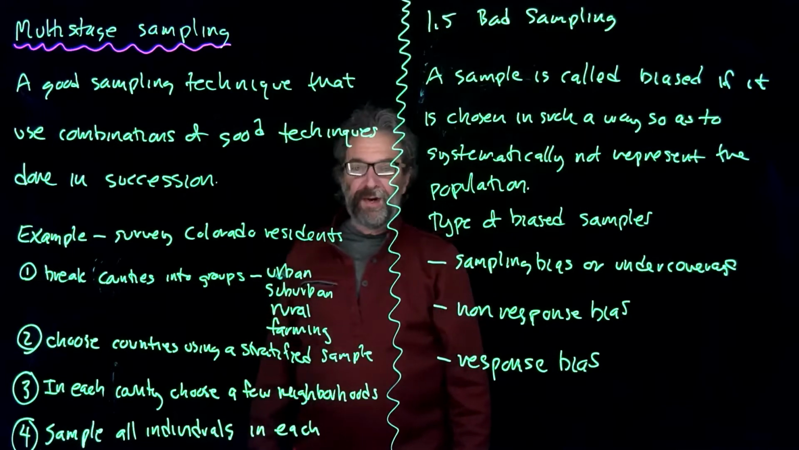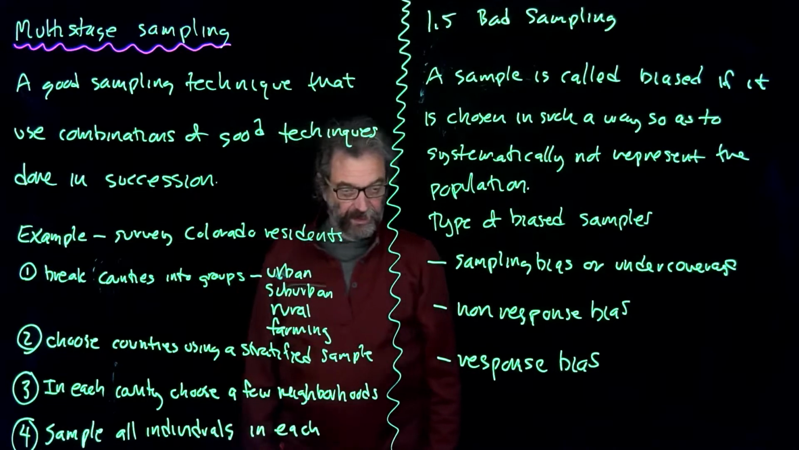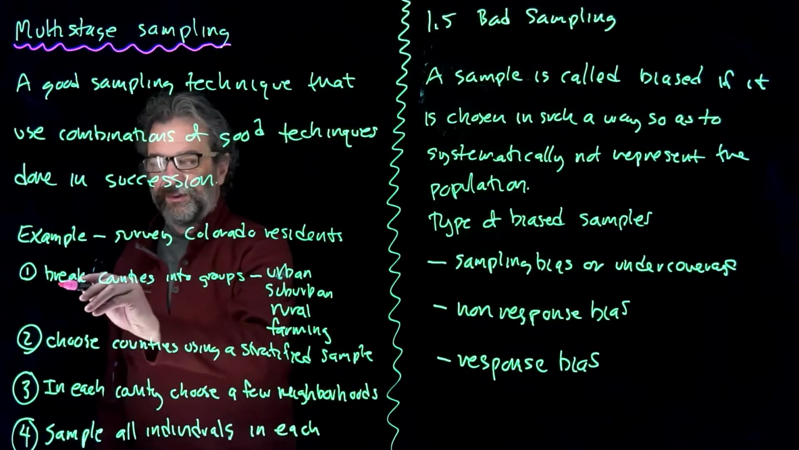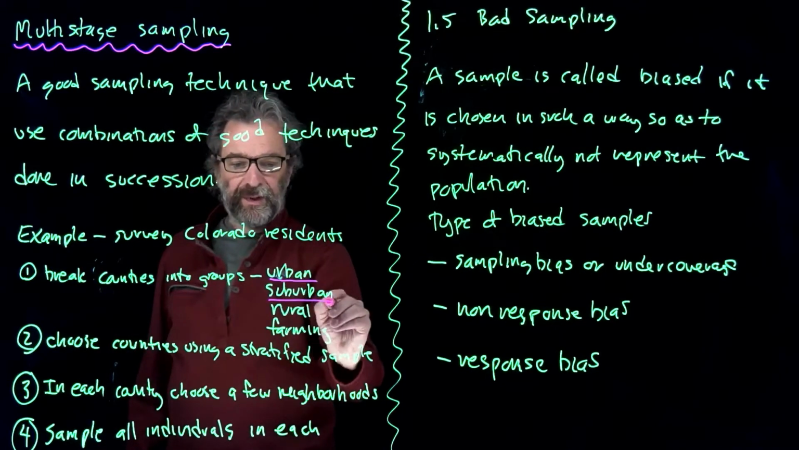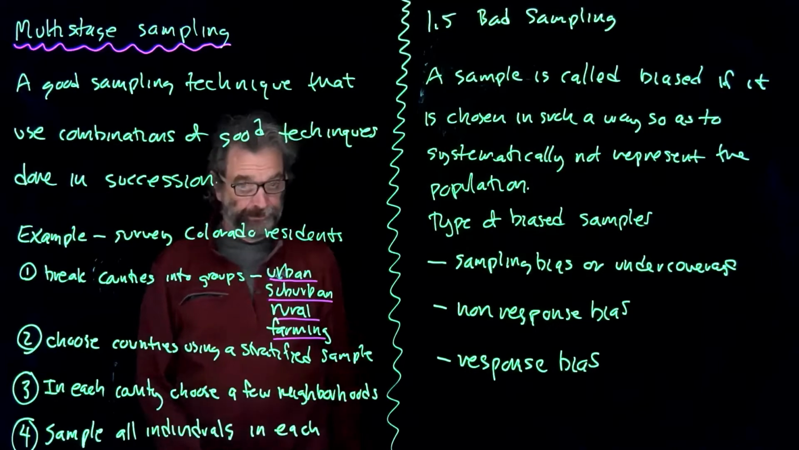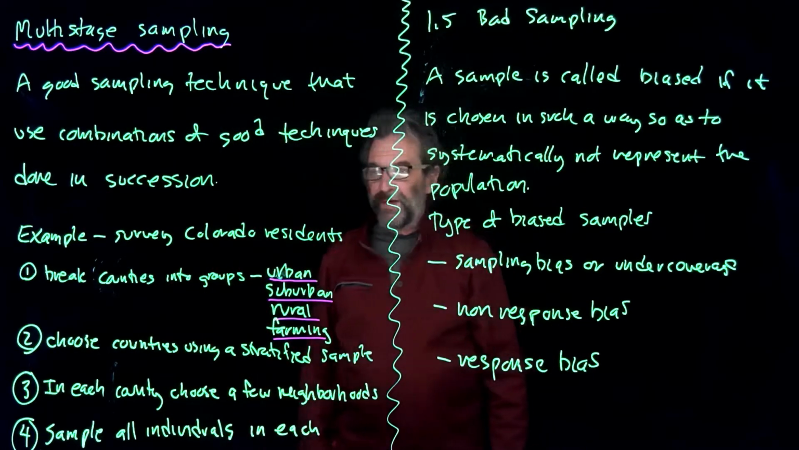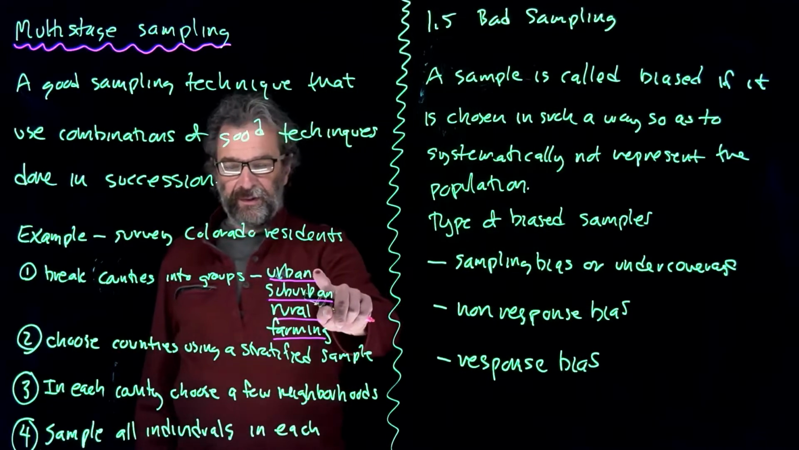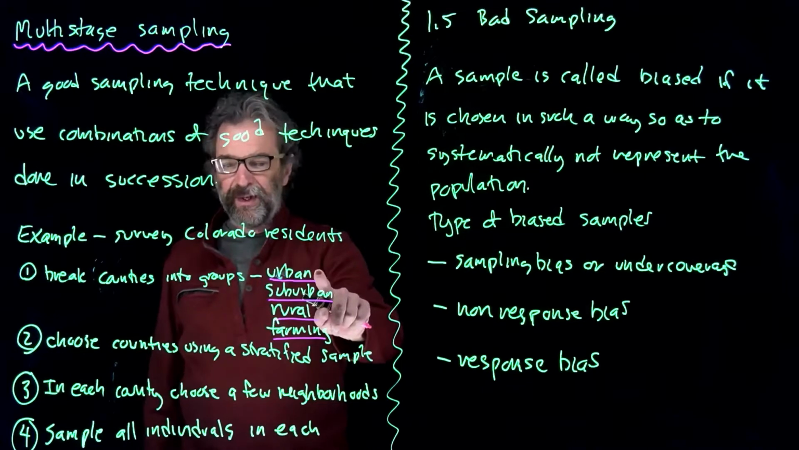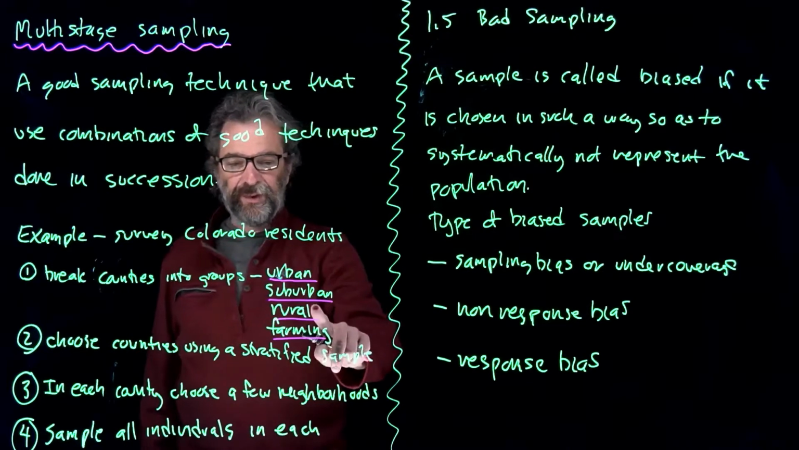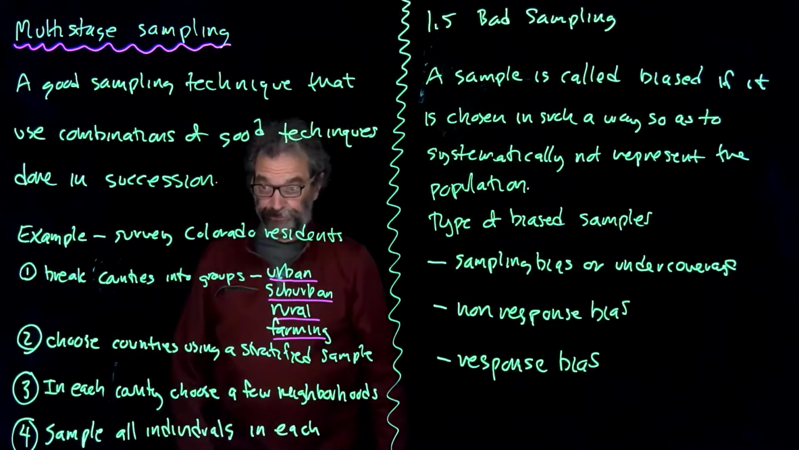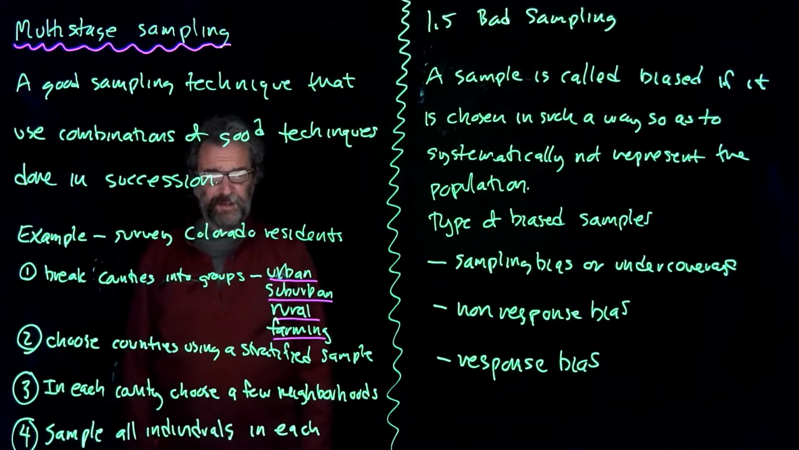So as an example, suppose we wanted to survey Colorado residents. A multi-stage sampling technique would go like this. Break the counties into groups. So we have urban, suburban, rural, farming communities. And then choose counties from each of those groups using a stratified sample. So we'll randomly select, we have to figure out how many, but randomly select some urban areas, some suburban areas, some rural areas, and some rural farming areas. So I'm thinking rural without farming and rural with farming as separate kind of groups.